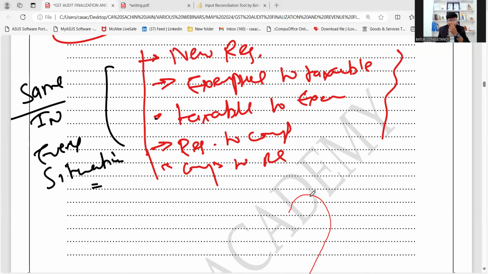In GSTR1, we are not putting any details related to inventory in the return. You are asking the question that in the stock register they are showing different goods, and when we check the GSTR1 return, different goods are there. Is that what you want to say?